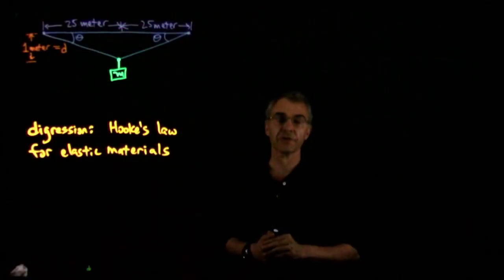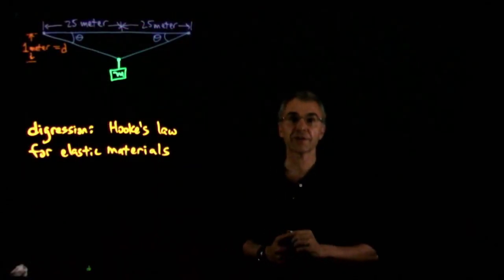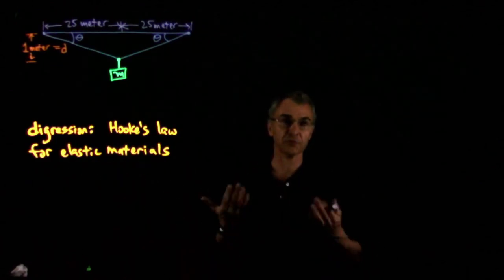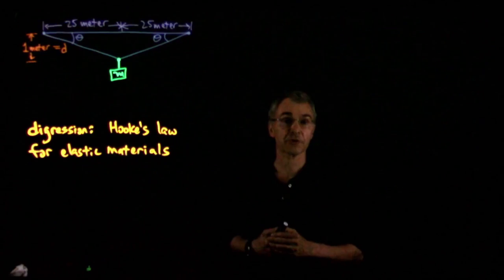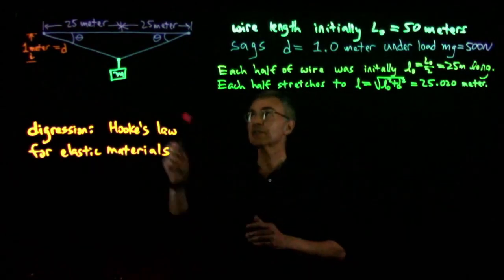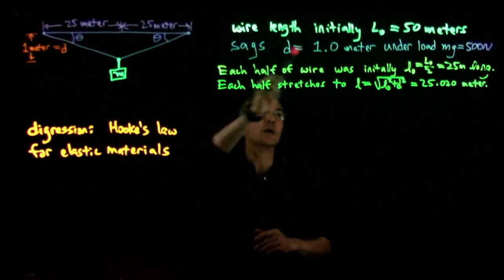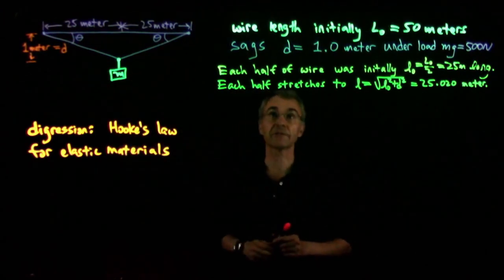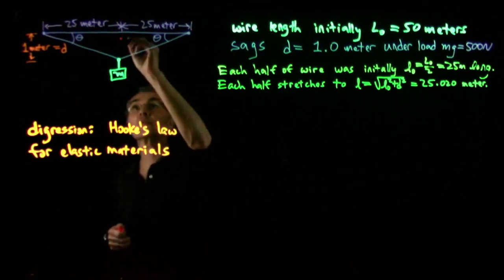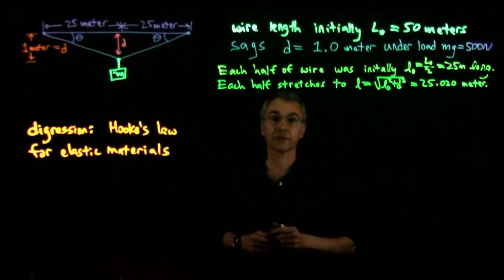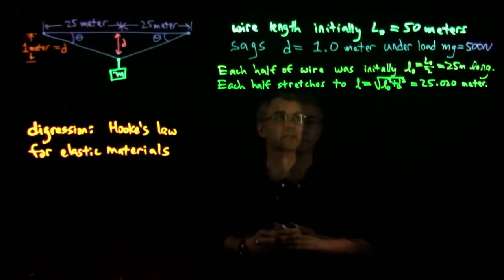I want to use this example we just worked out to make a little digression to talk about Hooke's law for elastic materials. This is another form of Hooke's law, different from, but related to, the Hooke's law for springs that we saw earlier in the course. So we initially had a 50-meter long wire going all the way from end to end, and we're told that that wire sags downward by D is 1.0 meter under a load of 500 newtons. 51 kilograms times 9.8 newtons per kilogram is 500 newtons.